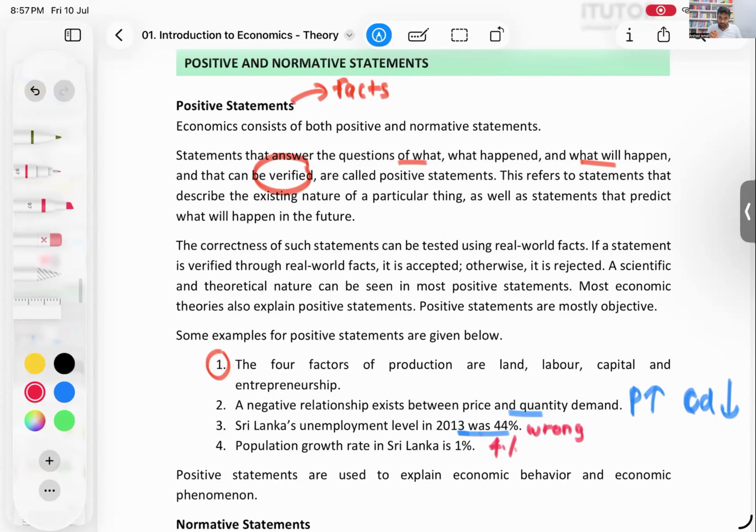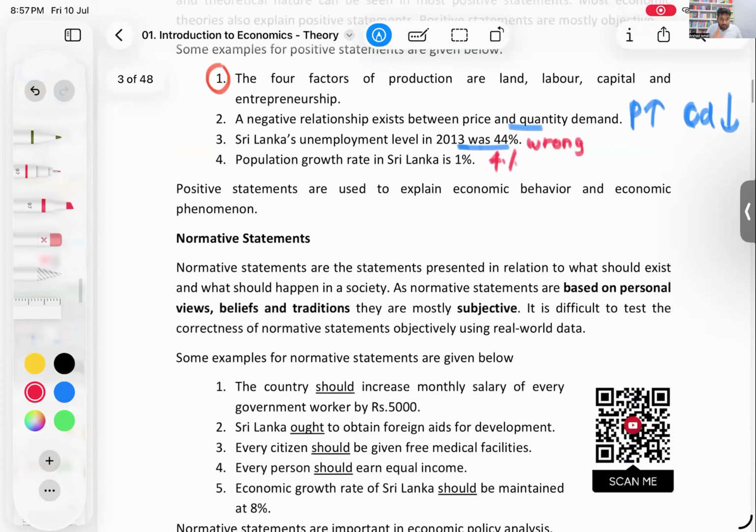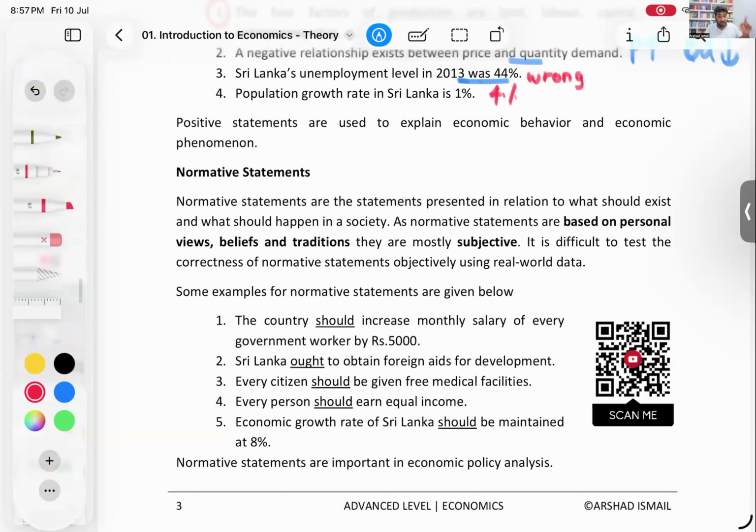Then the next type, I'll go into detail next class. I'm doing this a little fast so that we can do the quiz. Now, don't worry. I know some of you are saying, sir, this is too fast. No, sir, we'll go through it next class. The next point is normative statements. One is positive, one is normative. Now, this is interesting. Normative statements are not facts. Normative statements are my personal opinions.